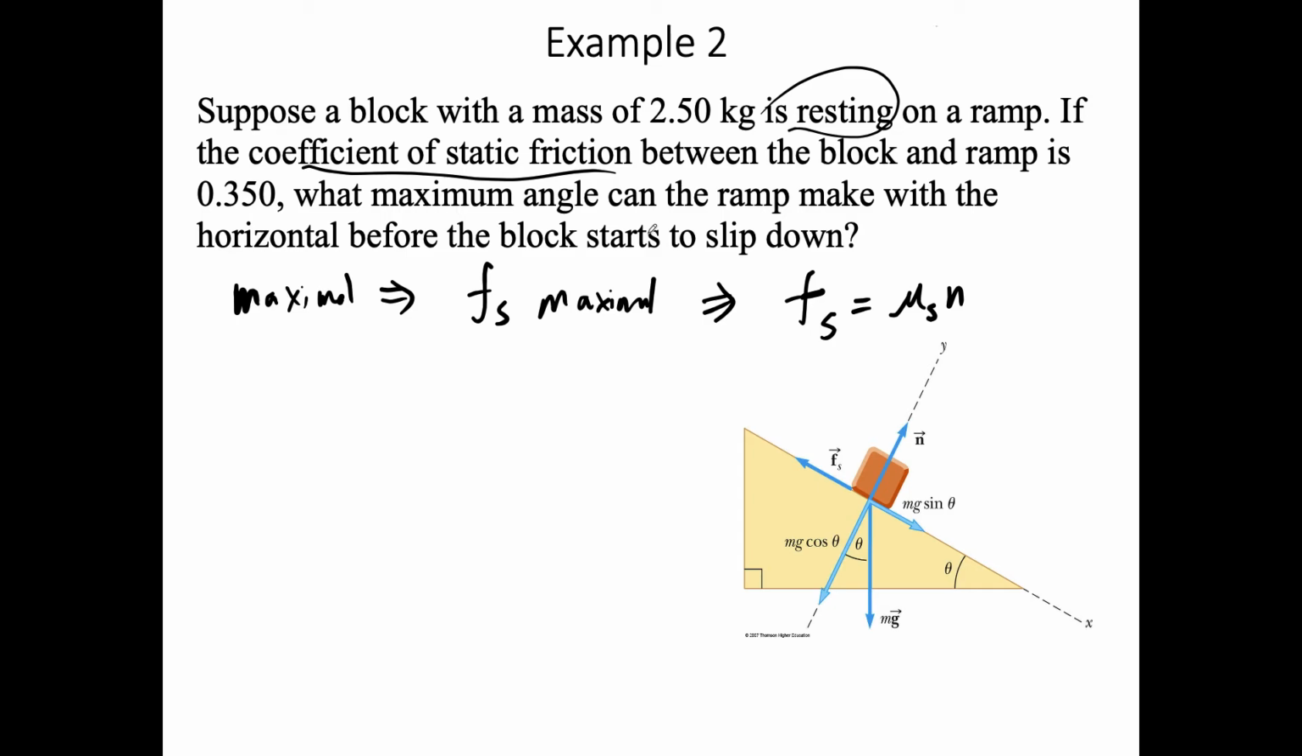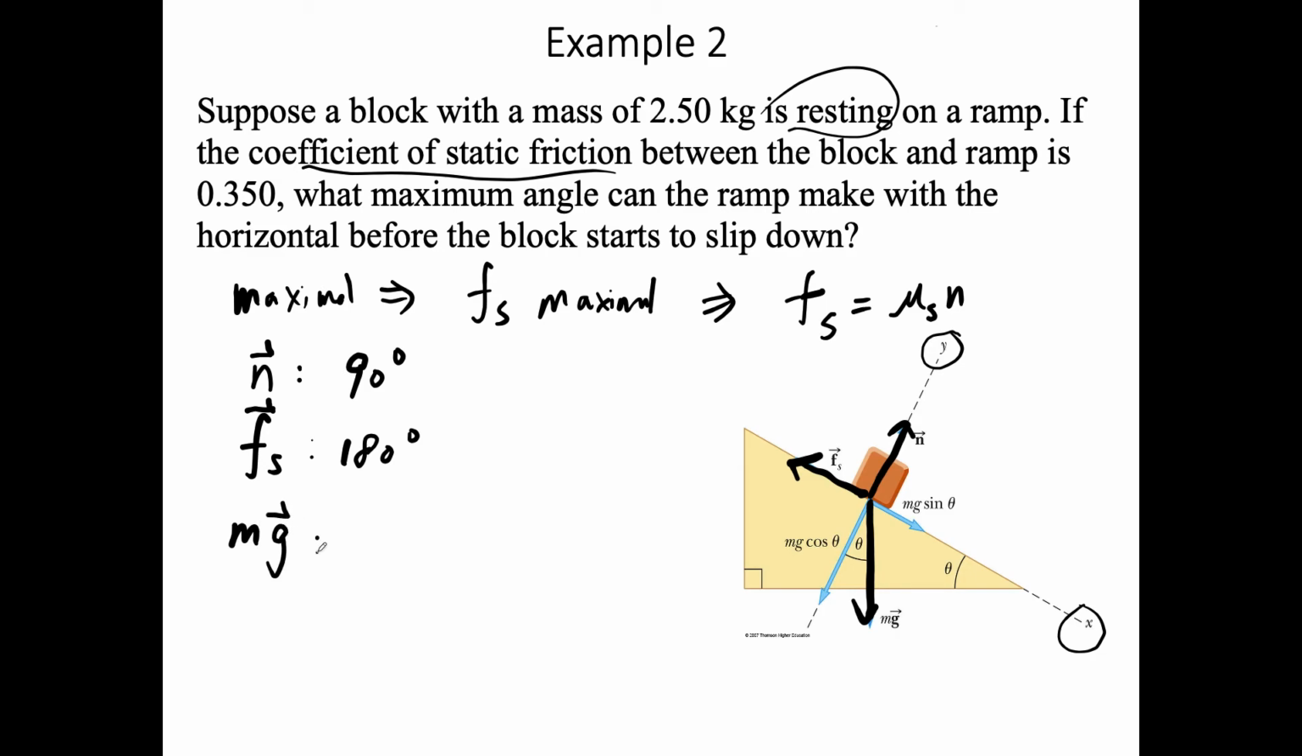And then we follow the procedure: draw the free body diagram. What are the forces acting on the block? Of course, we have normal force, static friction, and mg. Those are the 3 forces. If I build my x this way and my y this way, then what are the angles for all the forces? The normal force is pointing in the positive y direction, 90 degrees. Static friction, negative x direction, 180.